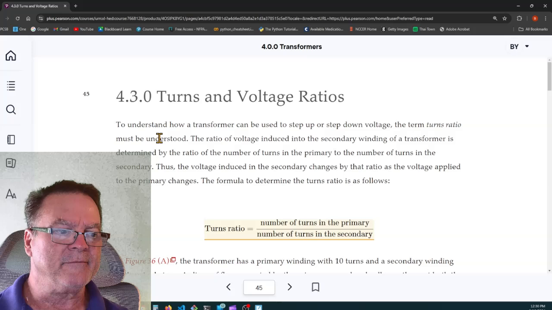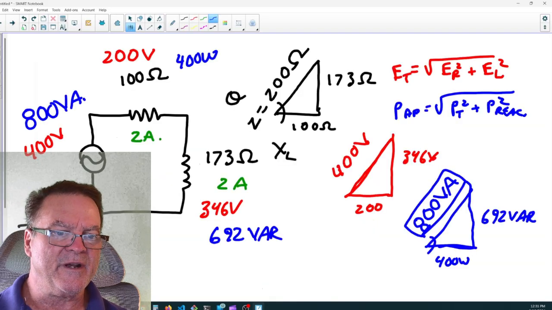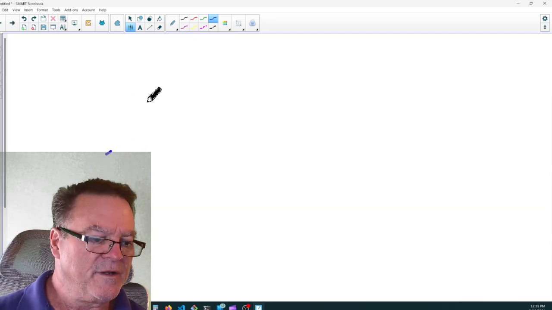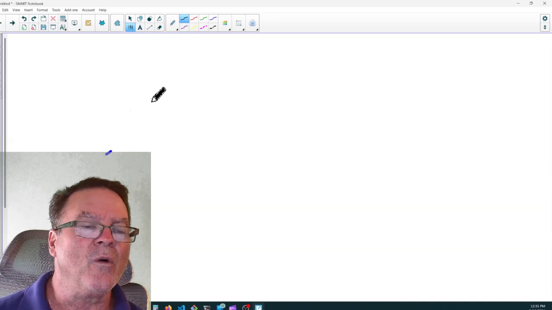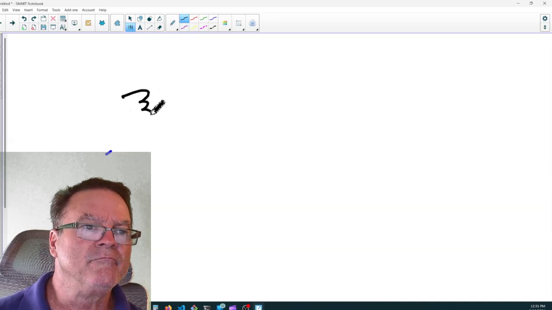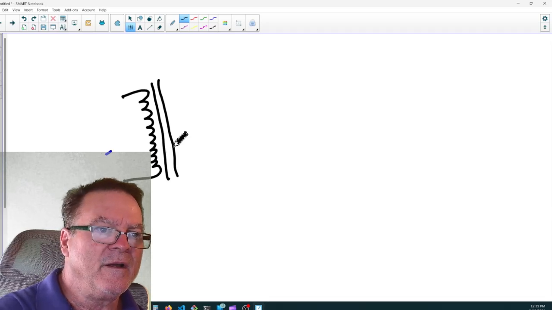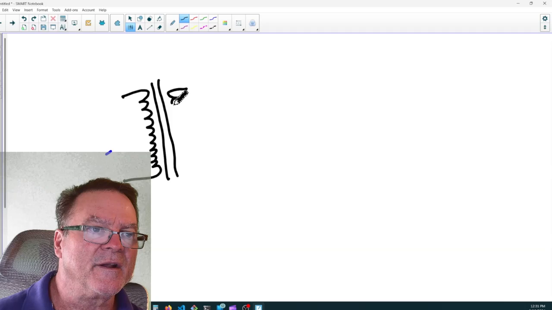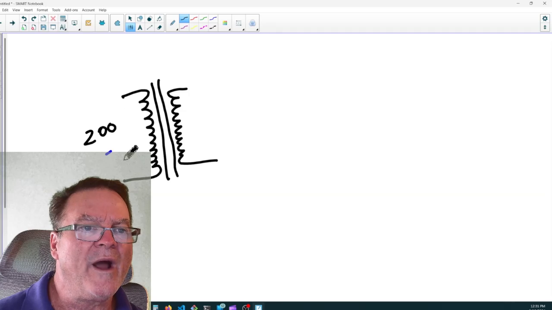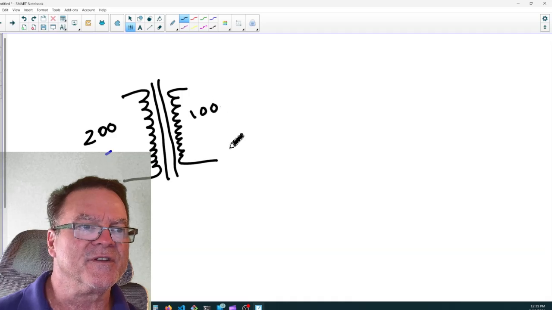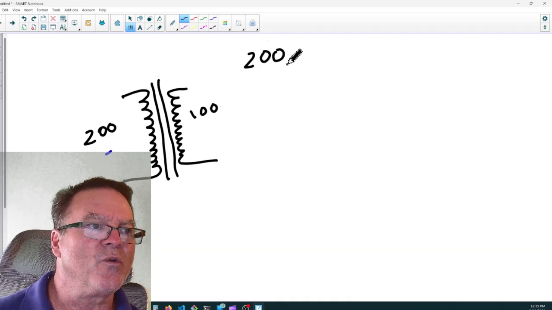All right. Let's go to our 3D BB, and let's talk about turns ratio. I'm just going to draw, and this represents an iron core, in case you were wondering. And then this side is the secondary. So I'm going to say that I have 200 windings, 200 turns in the primary, and 100 turns in the secondary. That's a 200 to 100.